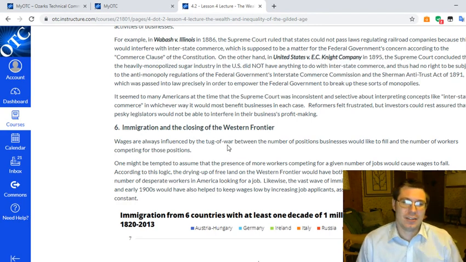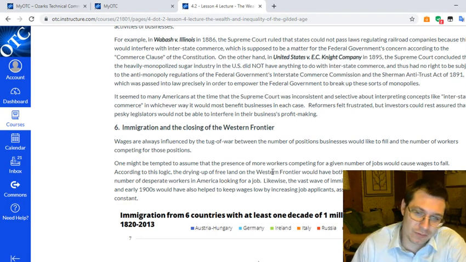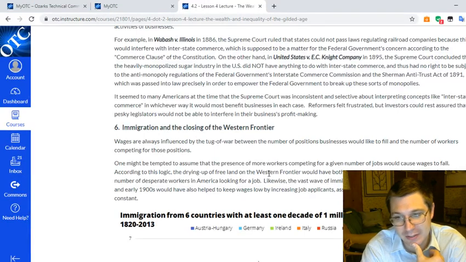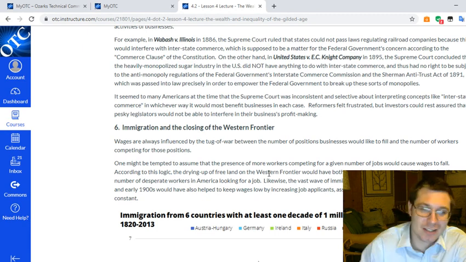According to this logic, the drying up of free land on the western frontier would have served to keep wages low by increasing the number of desperate workers in America looking for a job. Likewise, the vast wave of immigration that the U.S. experienced in the late 1800s and early 1900s would have also helped to keep wages low by increasing job applicants, assuming that the number of job openings remained constant.